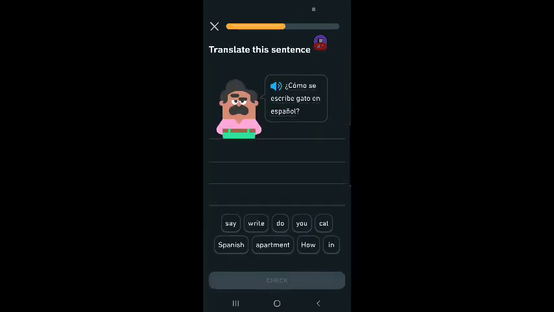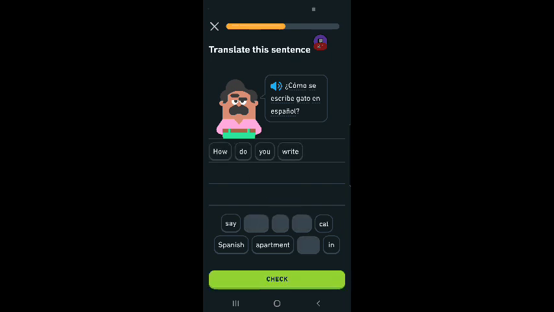¿Cómo se escribe gato en español? How do you write cat in Spanish? ¿Cómo se escribe gato en español? How do you write cat in Spanish?